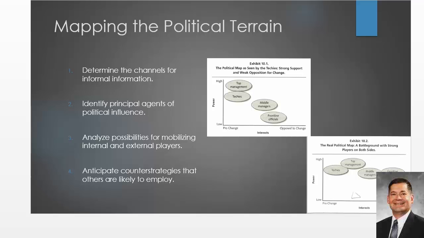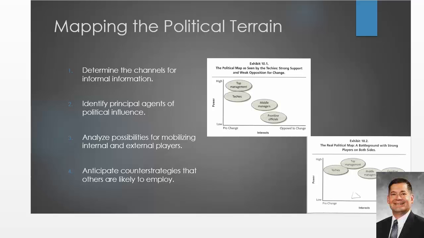And I really like the 2 exhibits from the book. This is the first one, exhibit 10.1, looking at the political map as seen by the techies. And they look at top management having lots of power here and being very pro-change. And they see the middle managers and frontline officials as being opposed to the change, but not that much, and also not having that much power.